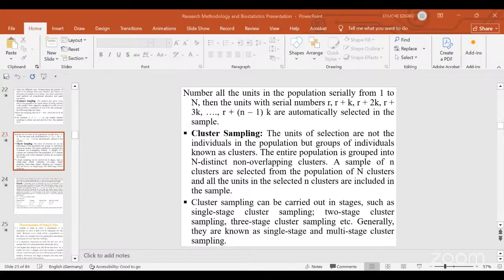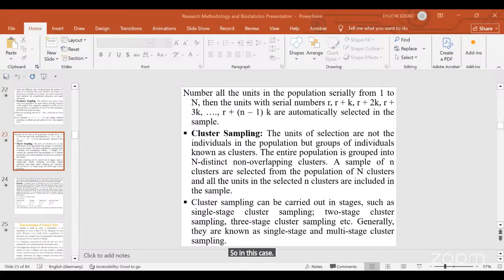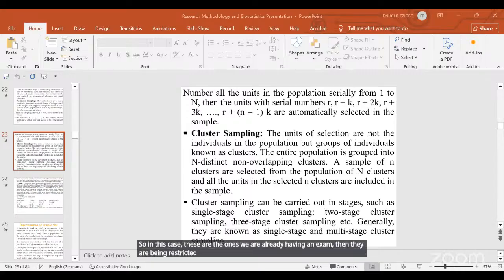The non-exam classes. As at the time you are doing the research, like I said, convenience sampling is when you are making use of what is available or what is easily accessible. So in this case, the other ones are having an exam, maybe they are being restricted. In such a situation, you just decide, okay, let me use the ones that I can easily see. That is convenience sampling.